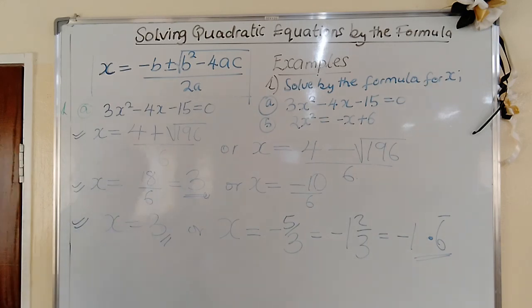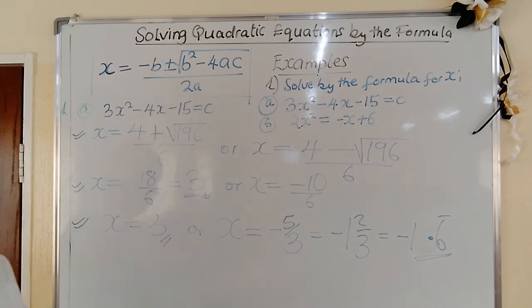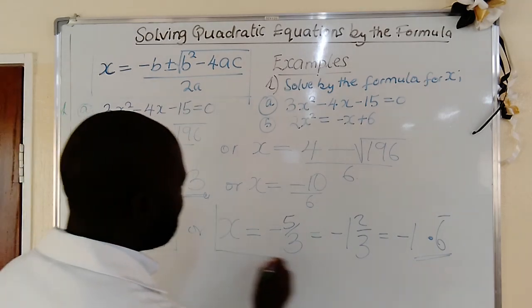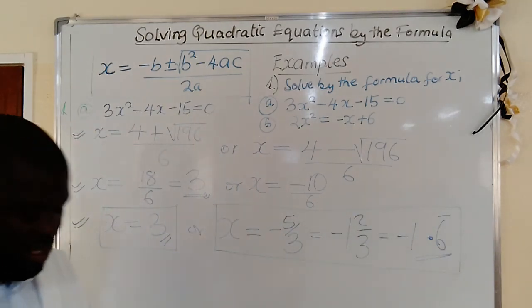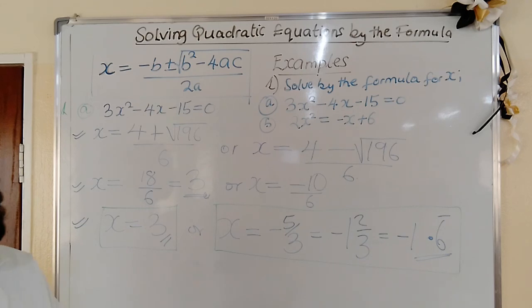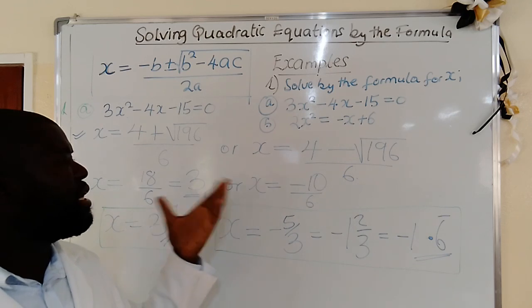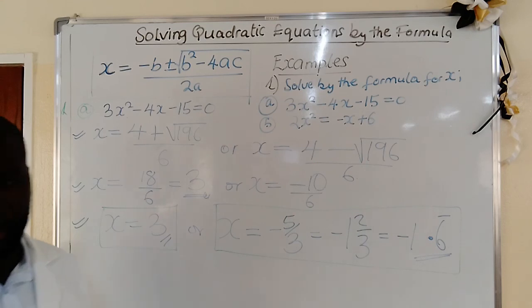So basically, these are the two values of x for our example 1a. This is how we use the formula to solve for the values of the unknown. The key concept is that when substituting, whatever number we substitute for a letter, we are supposed to put it in brackets, as we have done.